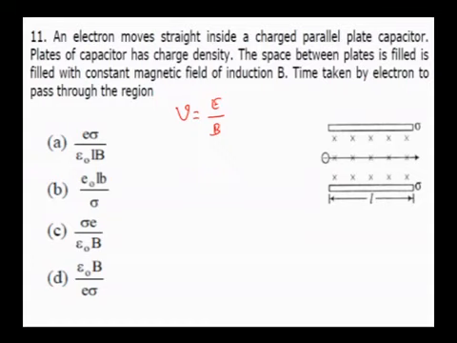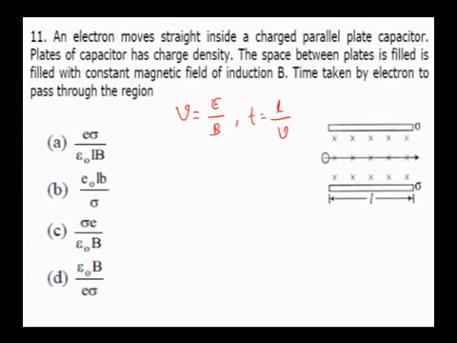Then we have to find the time taken. Once you know the distance and velocity, you can easily find the time taken, that is time taken equals distance by velocity. Here distance is L, velocity is v. Now we should find options in terms of length, magnetic field and surface charge density. We know that the electric field E equals sigma divided by epsilon naught.